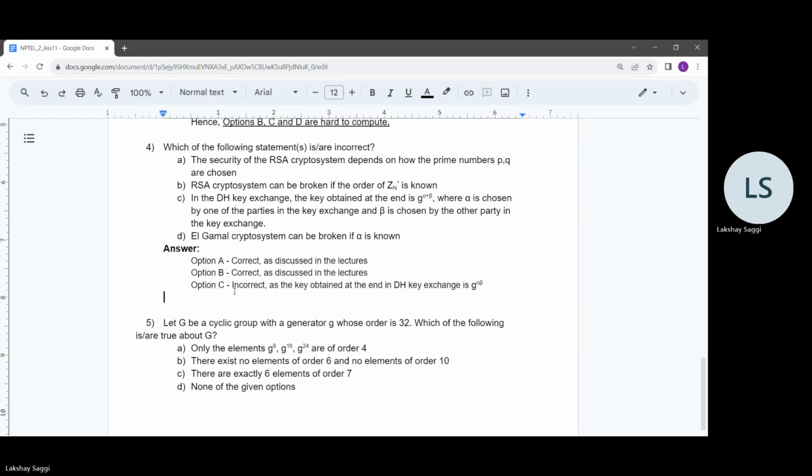Now let's go to option D. Option D says the ElGamal crypto system can be broken if alpha is known. You can see what the ElGamal crypto system is in the lectures, but if alpha is actually known, then this crypto system also breaks down. Correct, as discussed in the lectures.